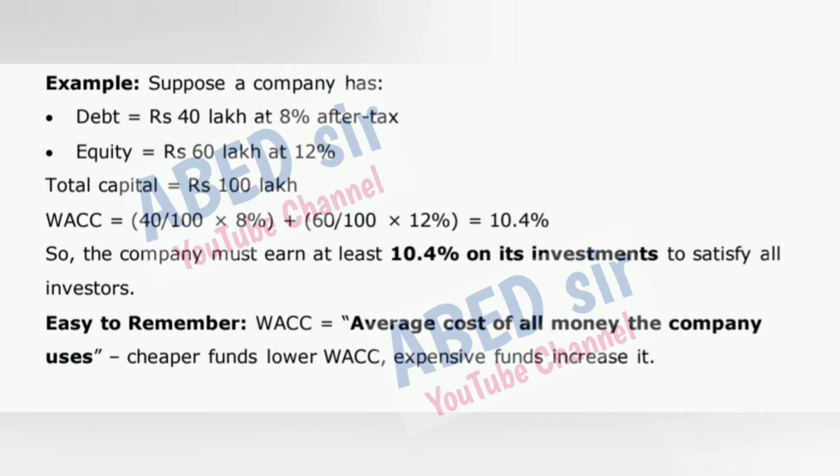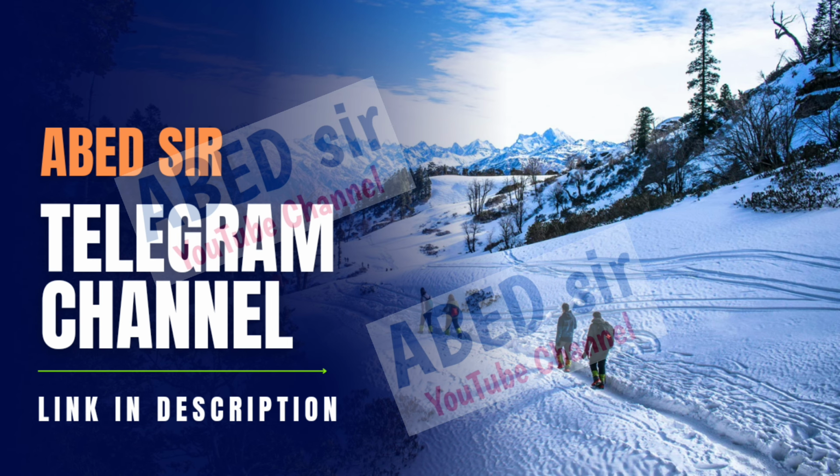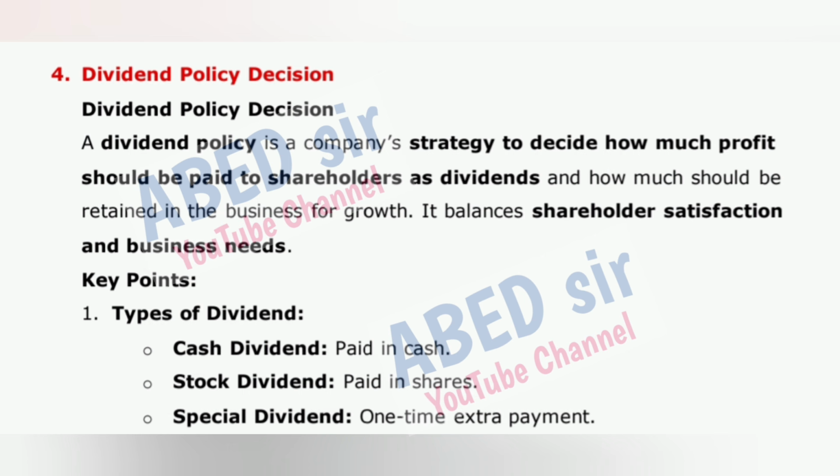Easy to remember, WACC is equal to the average cost of all money the company uses. Cheaper funds lower WACC, expensive funds increase it. Next important short question is 4.